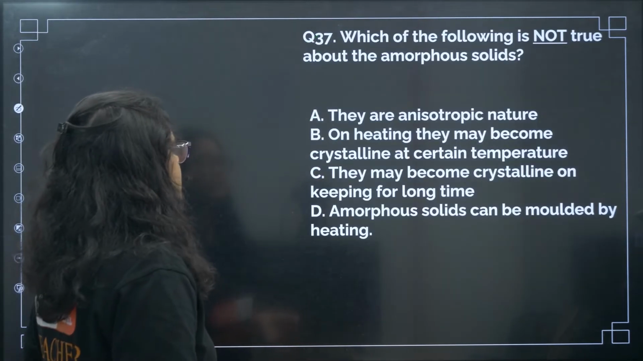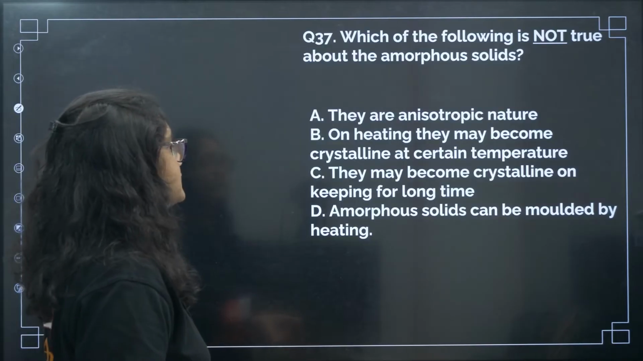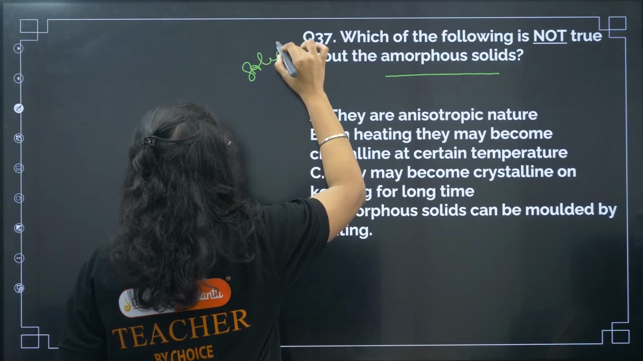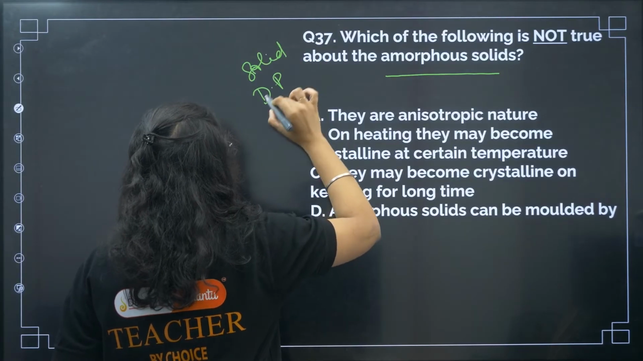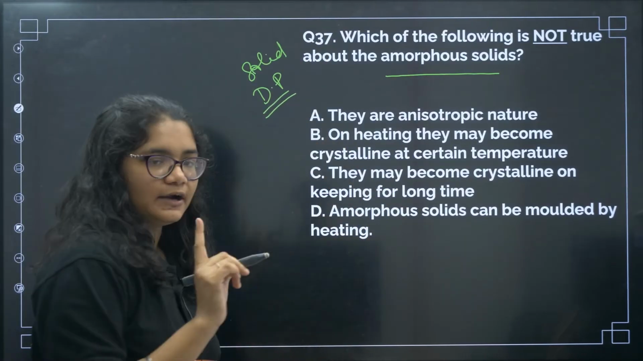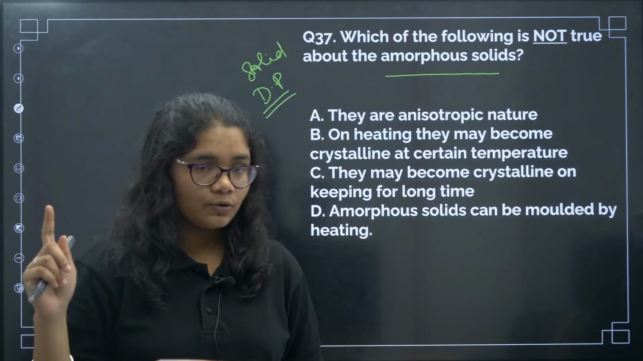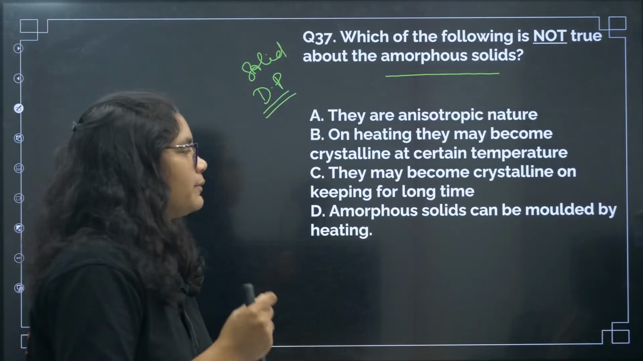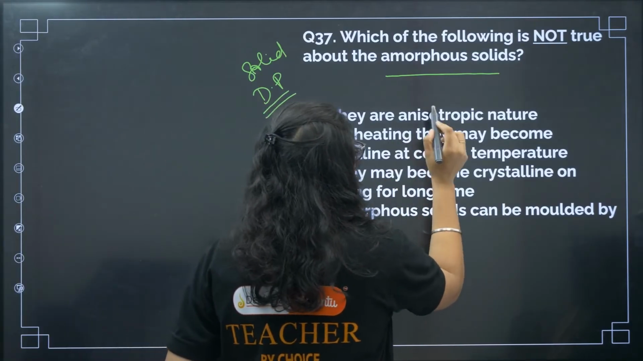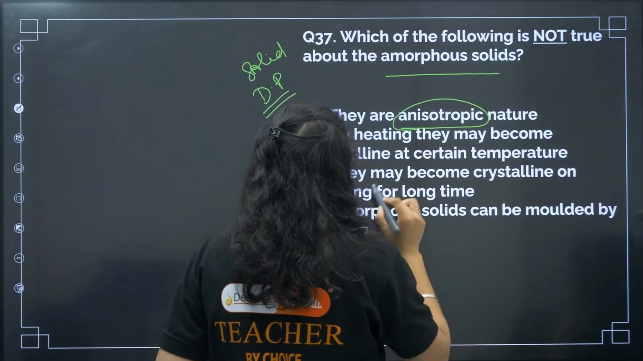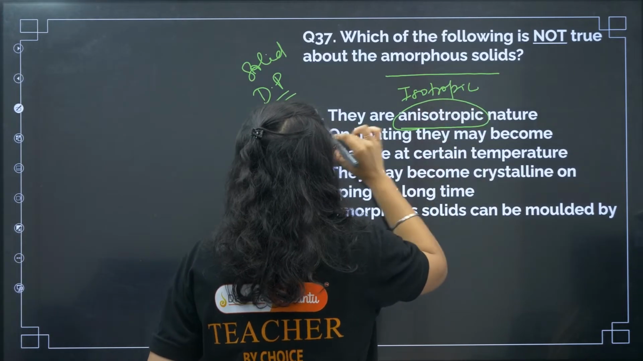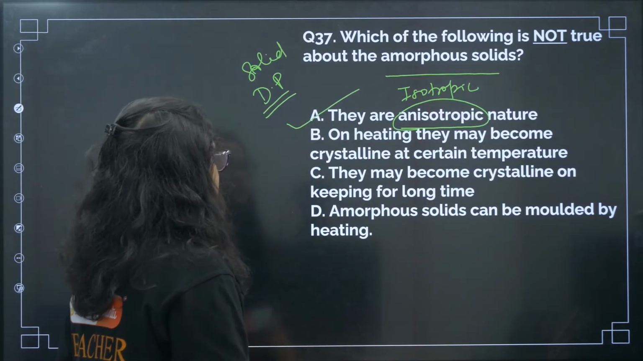Now coming to question number 37, which of the following is not true about amorphous solids? Again this question is from the solids chapter, deleted portions. You need not study this chapter at all, you need not worry. This was the 2022 paper where the syllabus was not deleted, so you find so many questions from those topics. So the incorrect statement is they are anisotropic in nature, the correct statement is they are isotropic in nature. So the correct answer for this question is option number A.